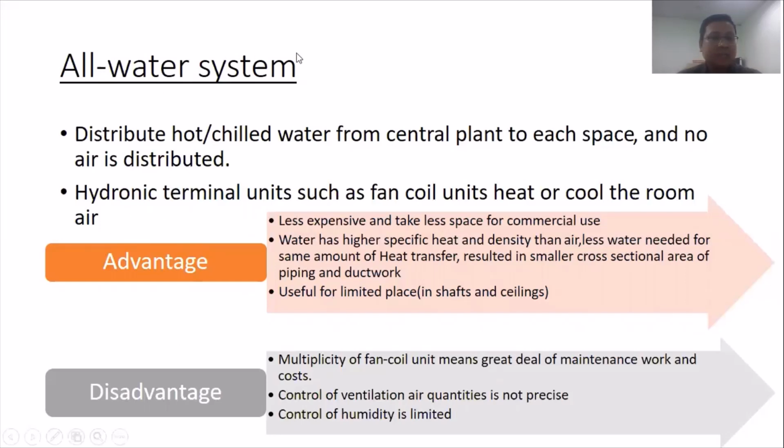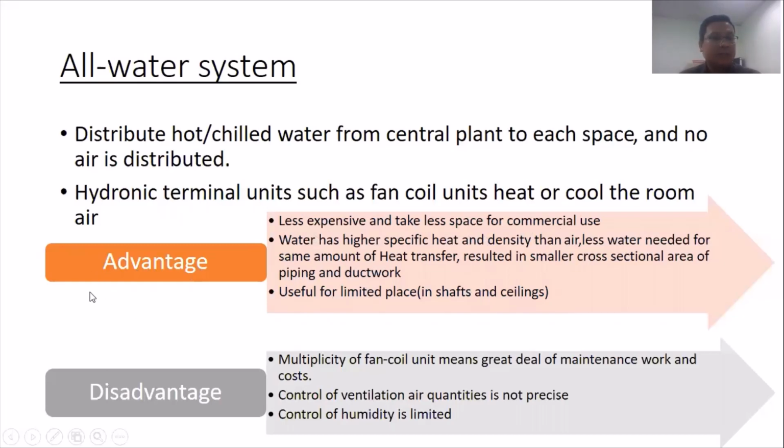So based on this condition, we have several advantages and also disadvantages. Okay, we go first with the advantages. Less expensive and takes less space for commercial use. Water has higher specific heat and density than air. Less water is needed for the same amount of heat transfer, resulting in smaller cross-sectional area of piping and ductwork. Useful for limited places like shafts and ceilings. Yeah, this is very useful for limited places.